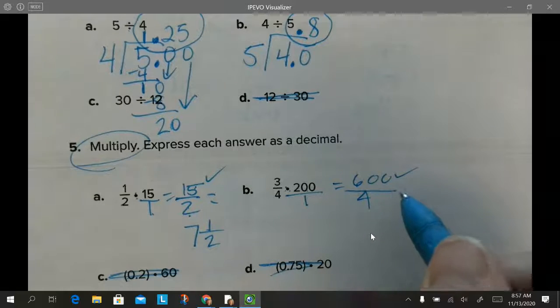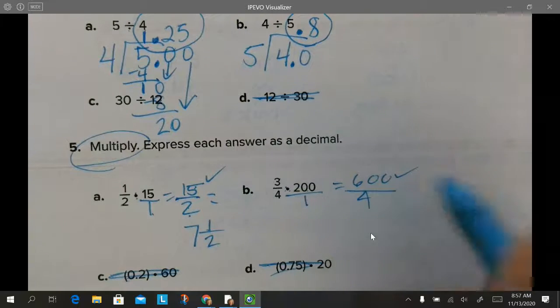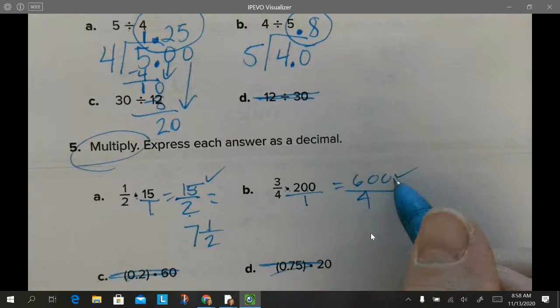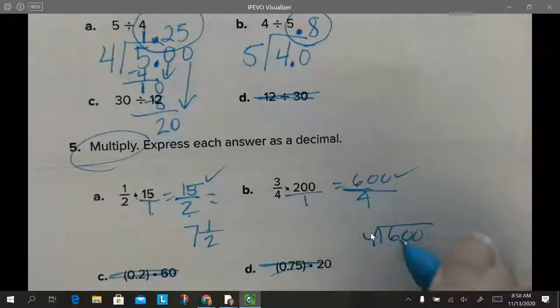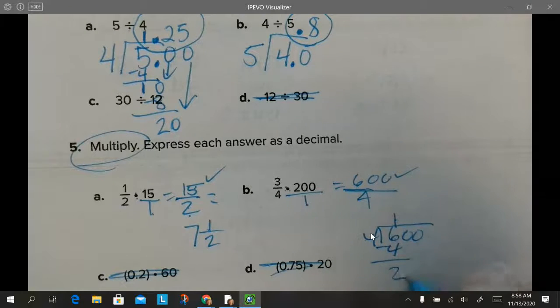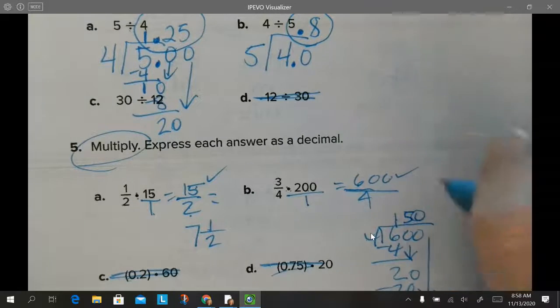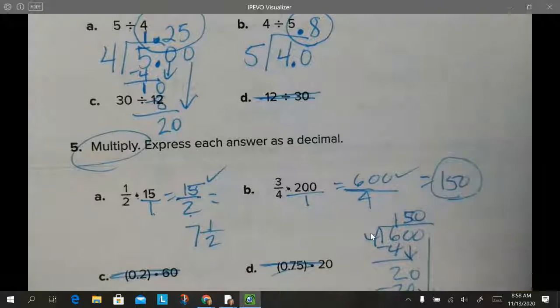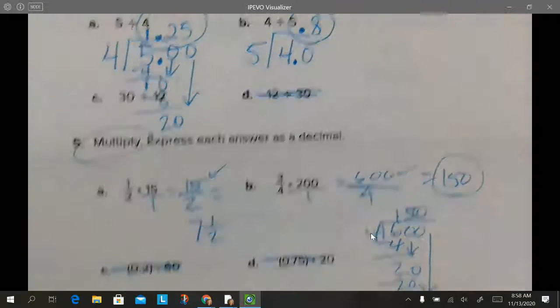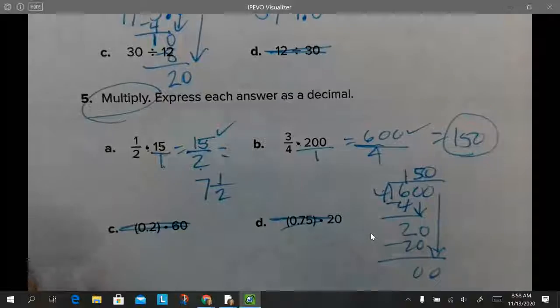But if you want to simplify it because you know your numerator is bigger than your denominator, you can. You want to look at your number, 600 divided by 4. So 600 divided by 4. 4 goes into 6 once. 1 times 4 is 4. Subtract. 6 minus 4 is 2. 4 goes into 20. 5 times 4 is 20. But bring down your next 0. How many times does 4 go into 0? Okay. So 150 is your answer. Or 600 divided by 4 equal sections will give you 150 in each section. Okay. All right. Good job.